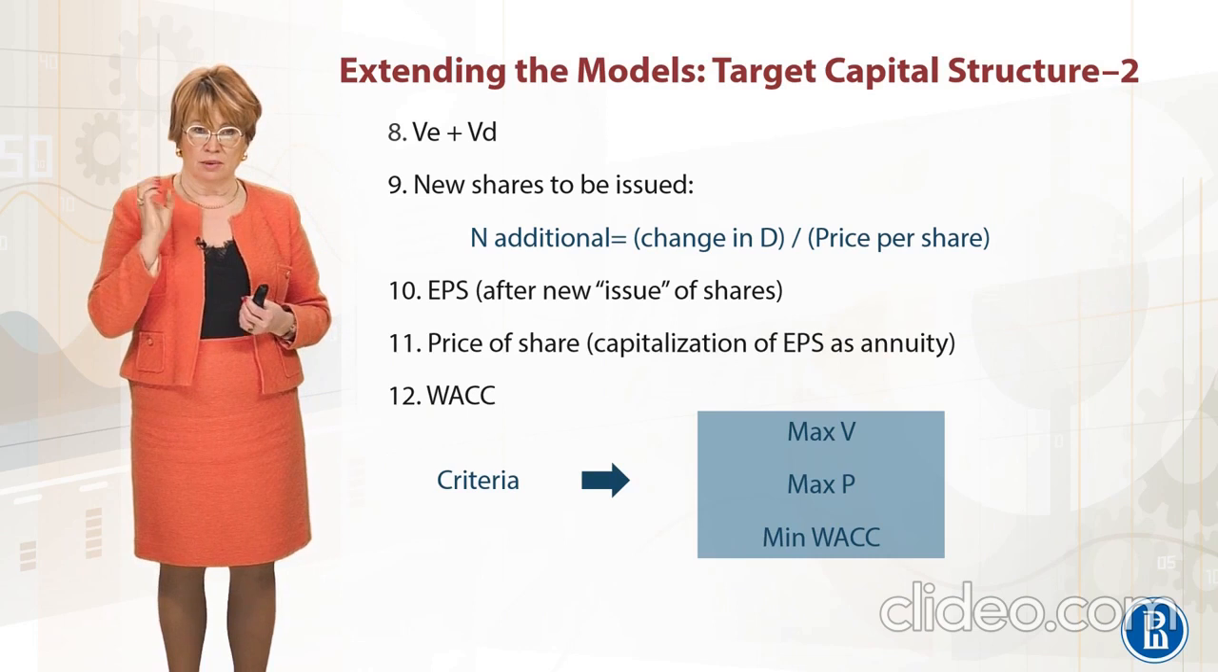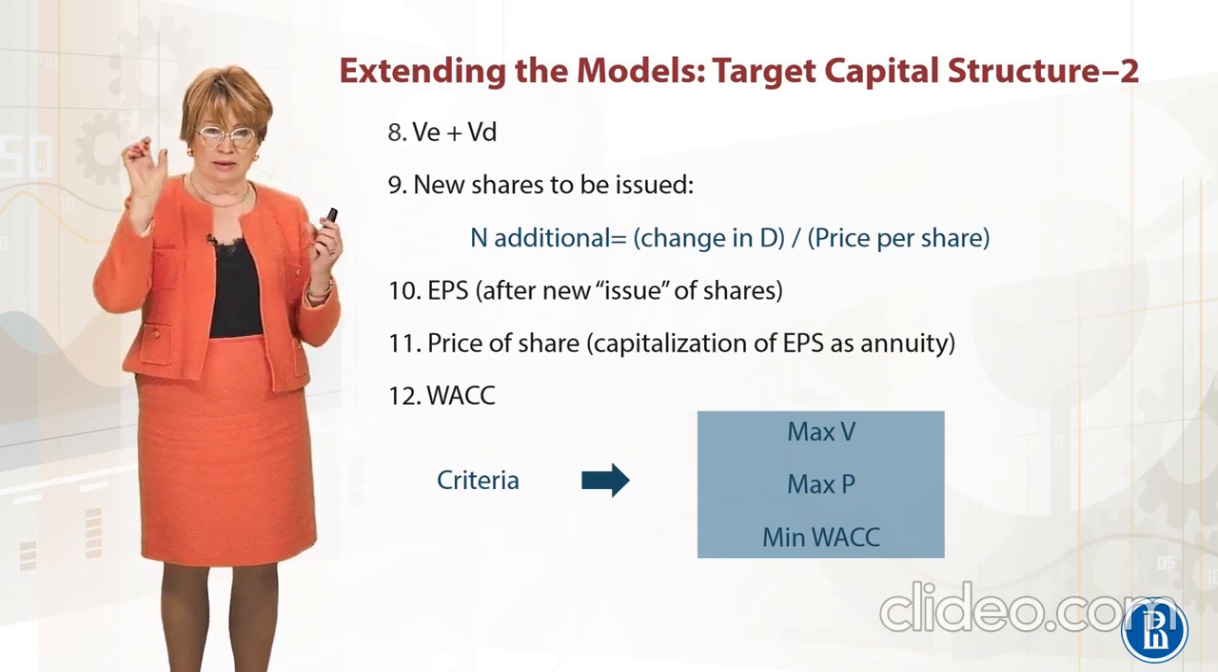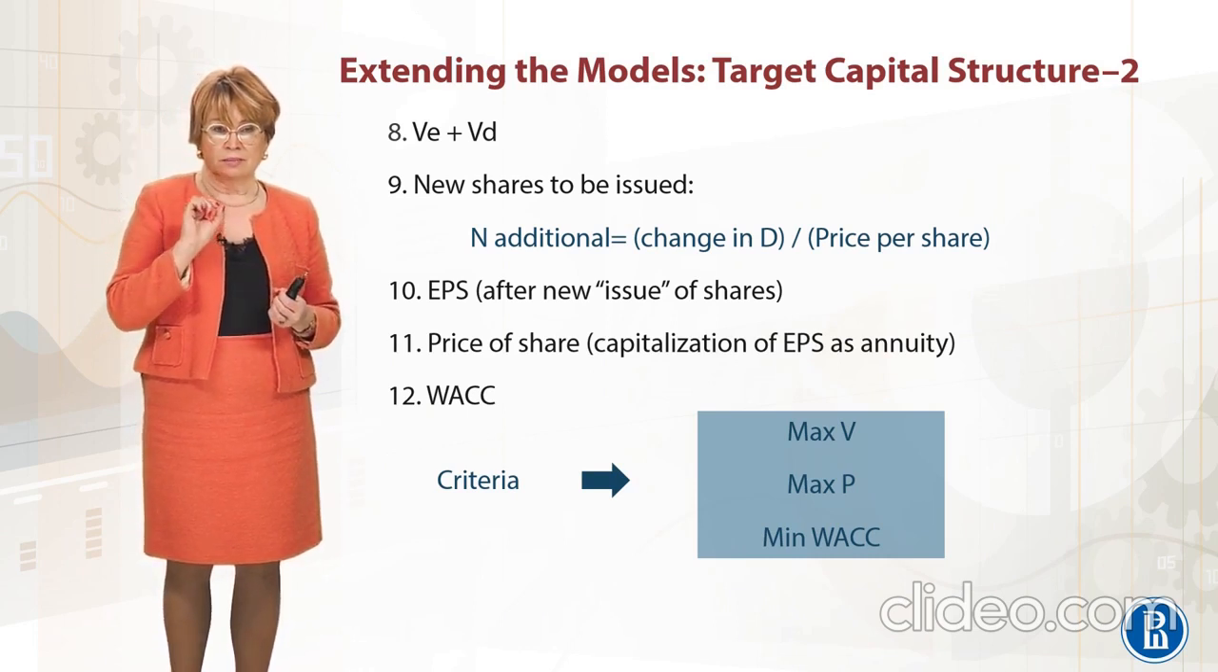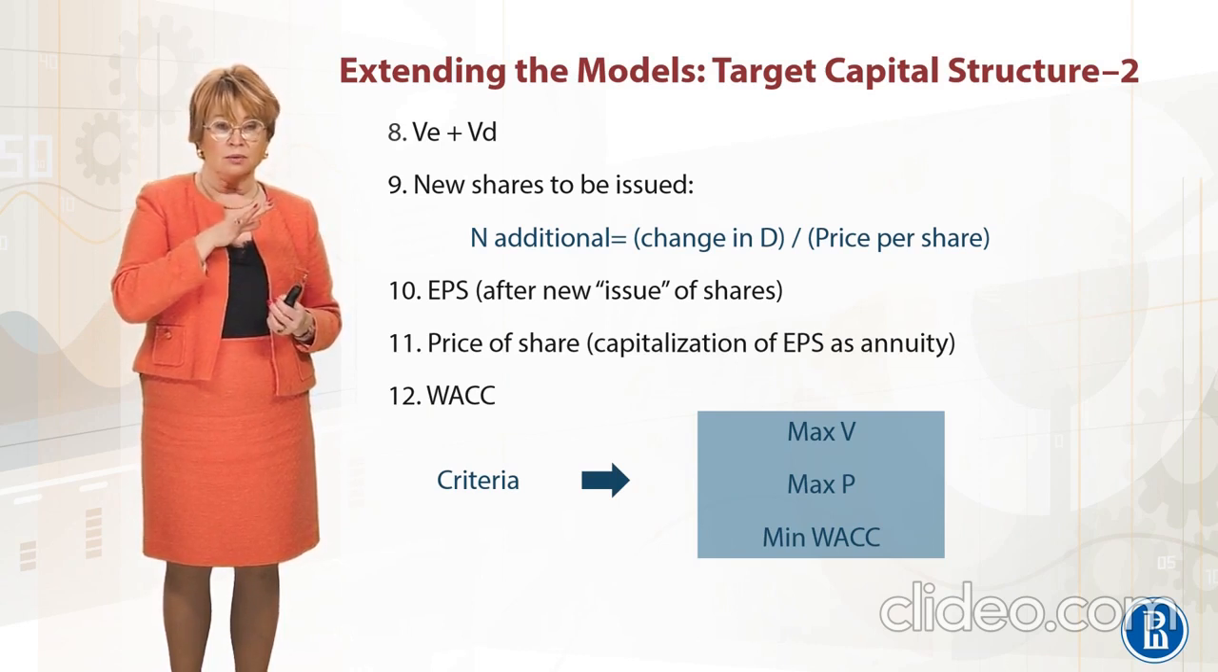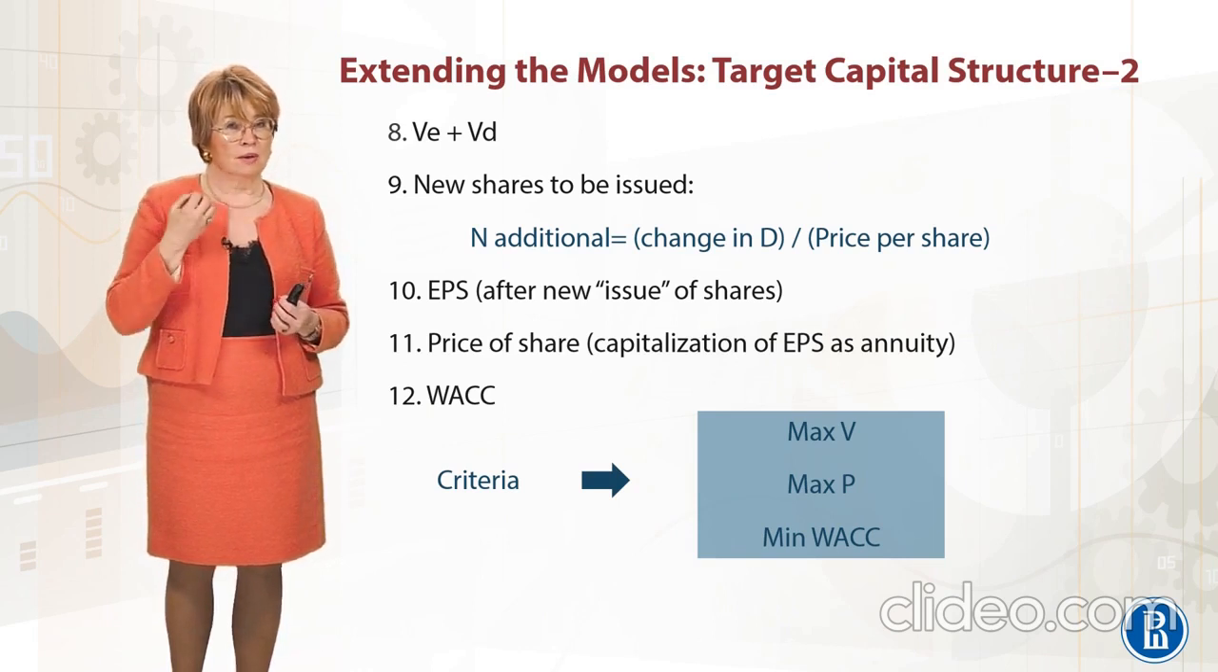We went through step number 9, artificially trying to understand how many shares we can get back from the market, let's say. This is like an issue in brackets. Now we are going to subtract them from the amount of shares outstanding because we're increasing debt. We should not keep equity the same.